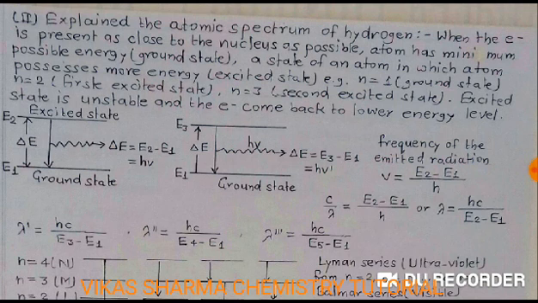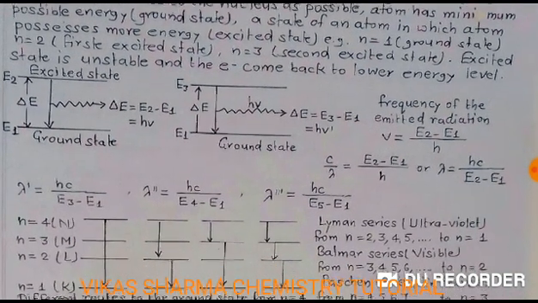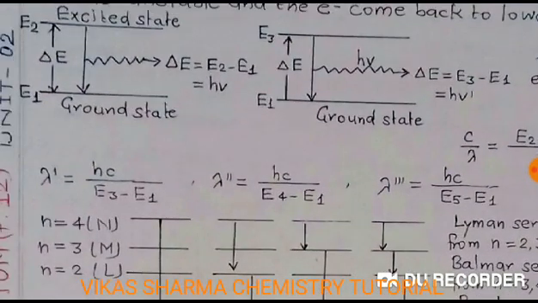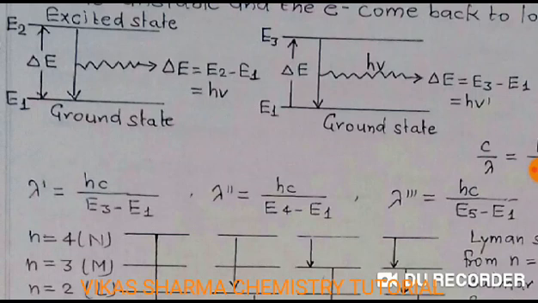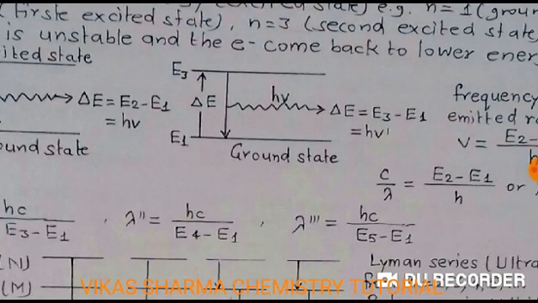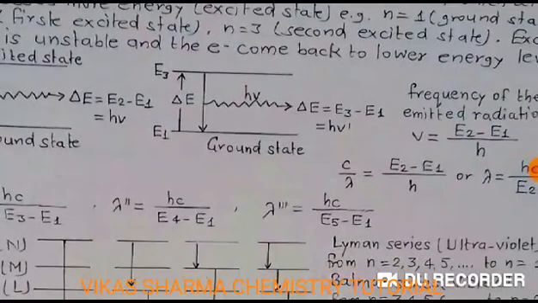When the electron is as close to the nucleus as possible, the atom has minimum possible energy, known as ground state. A state of an atom in which the atom possesses more energy is the excited state. Example, n is equal to 1 means ground state, n is equal to 2 means first excited state, n is equal to 3 means second excited state. Excited state is unstable and the electron comes back to lower energy level. On the display you see here ground state, energy going into the excited state, so delta E is equal to E2 minus E1. E1 to E3 means second excited state, so delta E is equal to E3 minus E1.